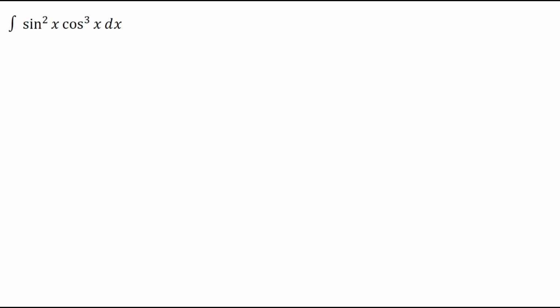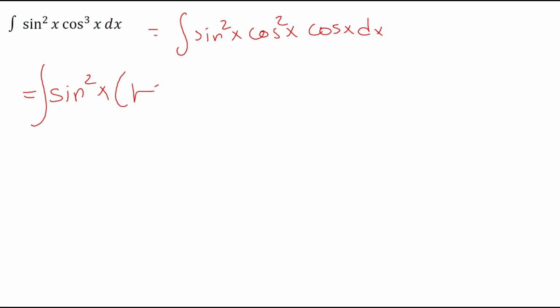So the easiest way to do that is to look at this as sine squared x times cosine squared x times cosine x dx, because that'll allow me to turn the cosine squared x into 1 minus sine squared x. So we'll have sine squared x times 1 minus sine squared x times cosine x dx.